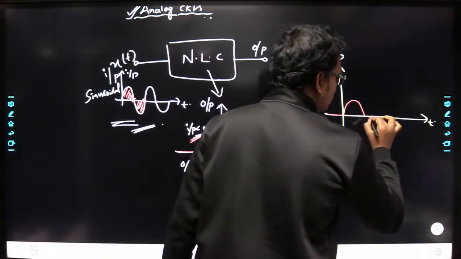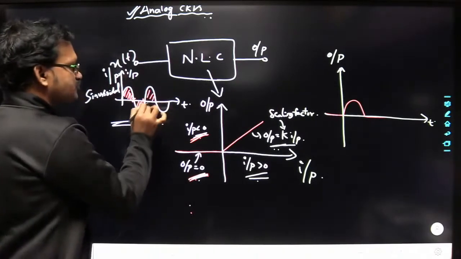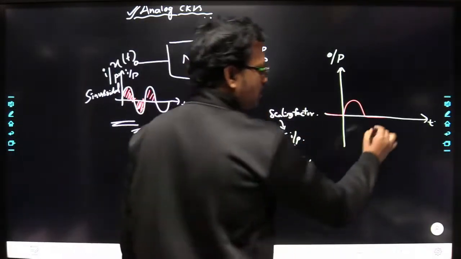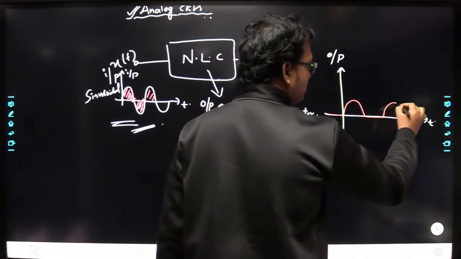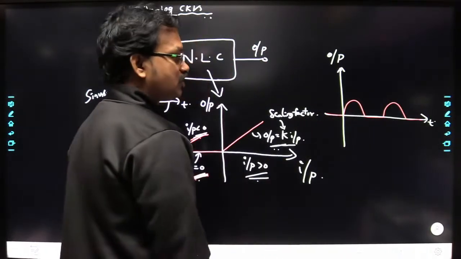The output waveform will go to 0, right? Okay, again during the positive half cycle, the output will follow the input. Right. Okay. So like this. So this is the output waveform that we are getting.